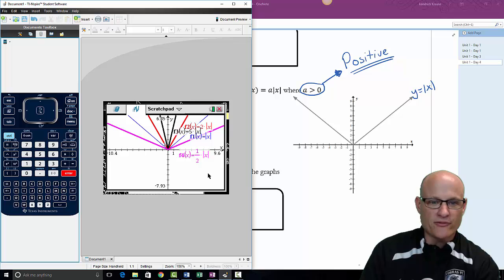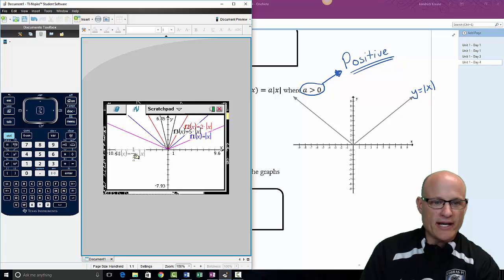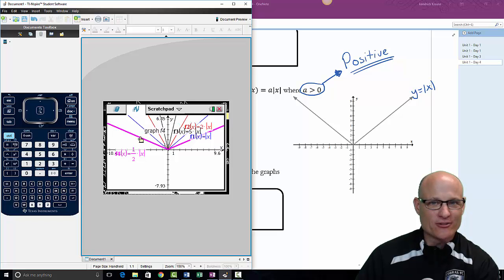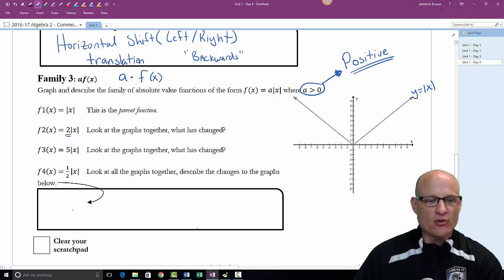So this should get steeper. Oh, whoa, wait a second now. The original was blue. And then when I put a 2 in front, it got steeper. And when I put a 5 in front, it got steeper. But when I put a 1/2 in front, it got wider. Well, okay, so these are dilations.